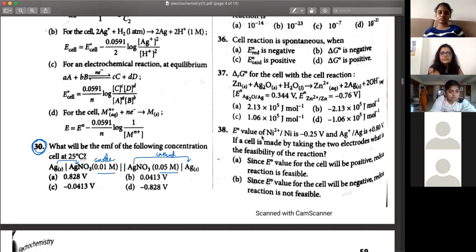Okay. So Ansh, yours is the only one remaining. What are you doing? Like, what's going on? Ansh Gupta, the sign is different. It's a different sign. You should get 0.0413.